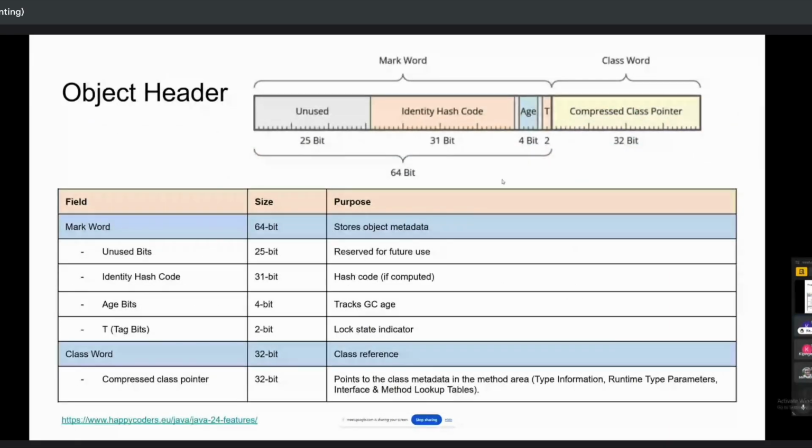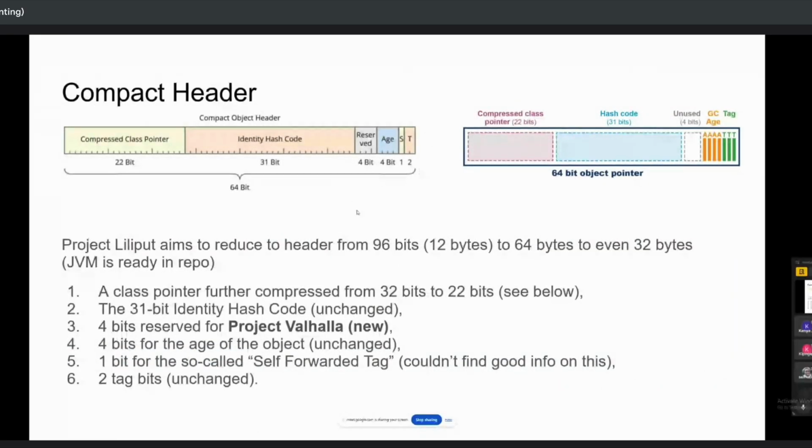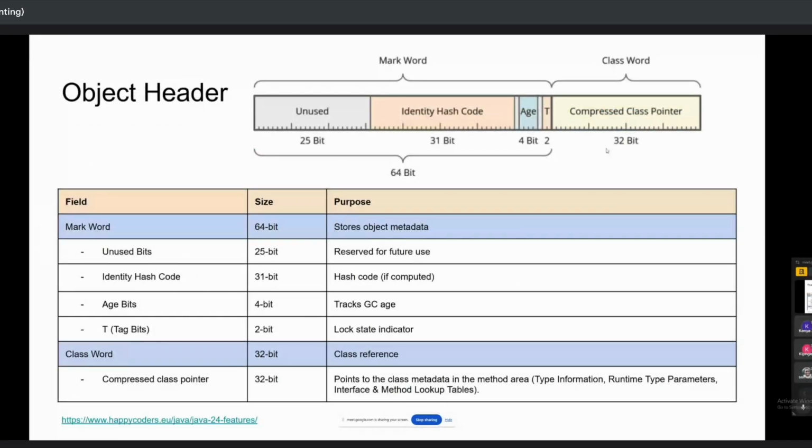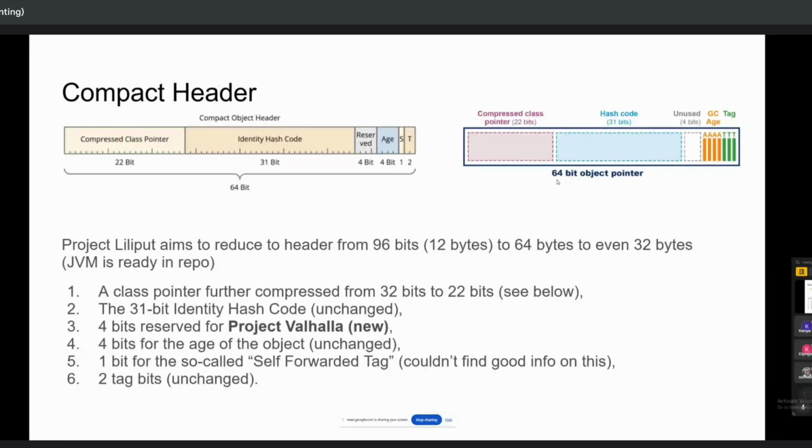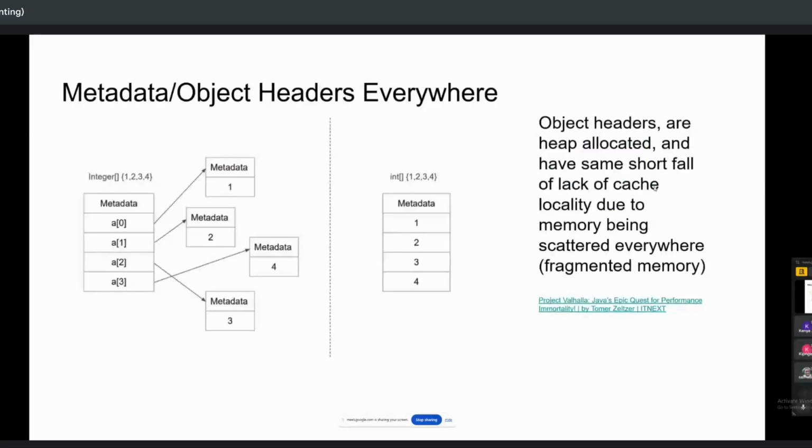Yeah. Okay, so Project Lilliput in Java, they're trying to reduce the 96-bit data to 64 bits because the memory likes values to be in a power of 2. So from 96 to 64 bits is what they are targeting, which is actually 12 bytes. So this is how memory objects in Java are.